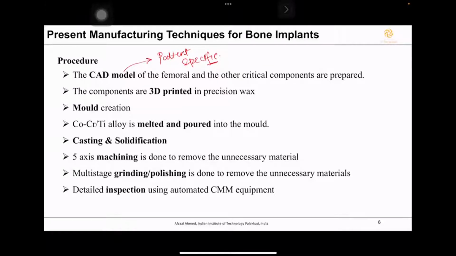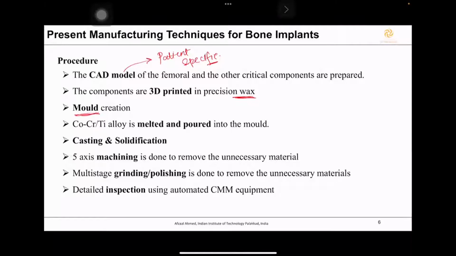Then printing of wax models can be done. So the femur parts or the tibial parts, printing is done on very sophisticated wax. And these wax will act as a pattern for mold fabrication. So you start with the wax pattern, then you prepare a mold out of it.